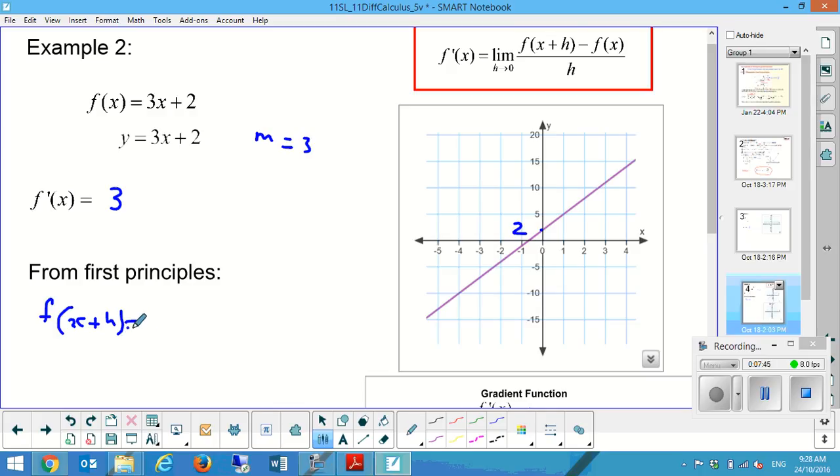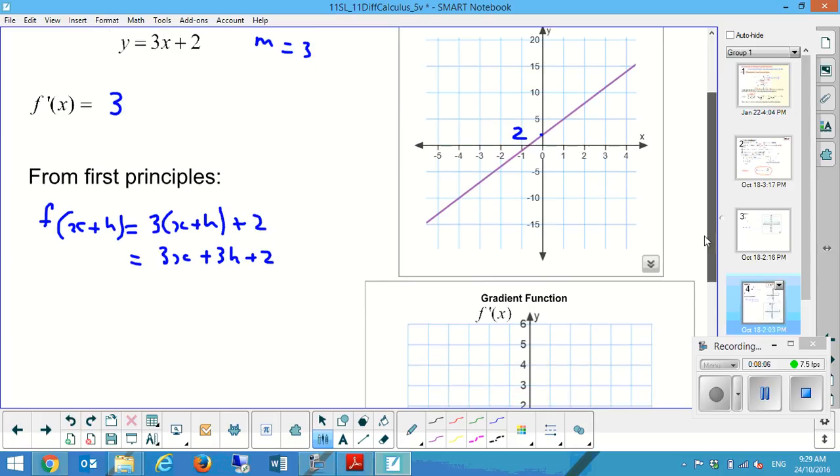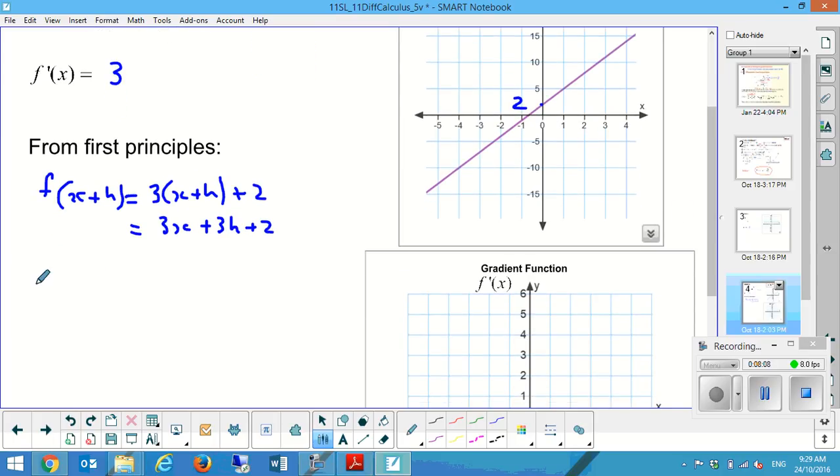So that equals, wherever there's an x, we now substitute. It's like a composite function. So we've got 3(x plus h) plus 2. Expand our brackets and we get 3x plus 3h plus 2. What I then do is we then substitute that in.